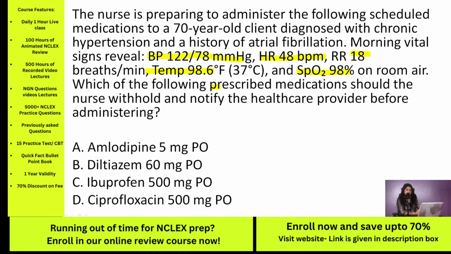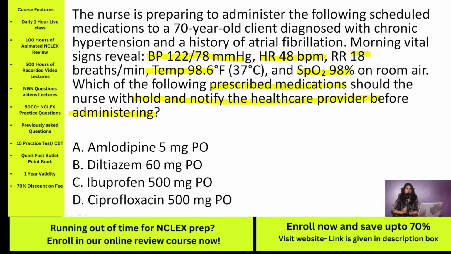Which of the following prescribed medications should the nurse withhold and notify the healthcare provider before administering? Let's carefully go through the answer options together. Option A, amlodipine 5 mg by mouth. Option B, diltiazem 60 mg by mouth. Option C, ibuprofen 500 mg by mouth. Option D, ciprofloxacin 500 mg by mouth. Now let's identify which of these medications poses a potential risk in the context of this client's vital signs.